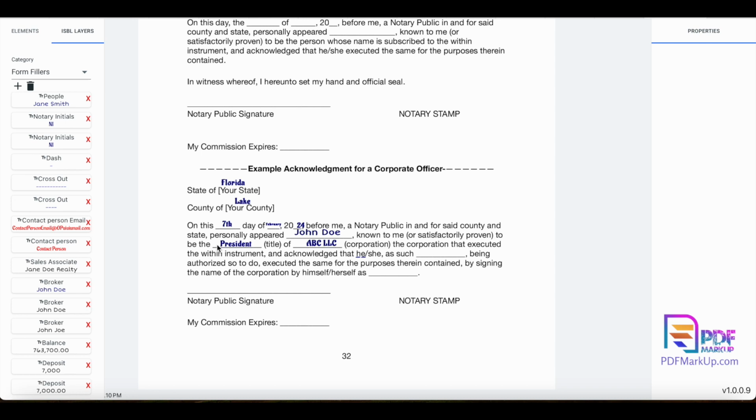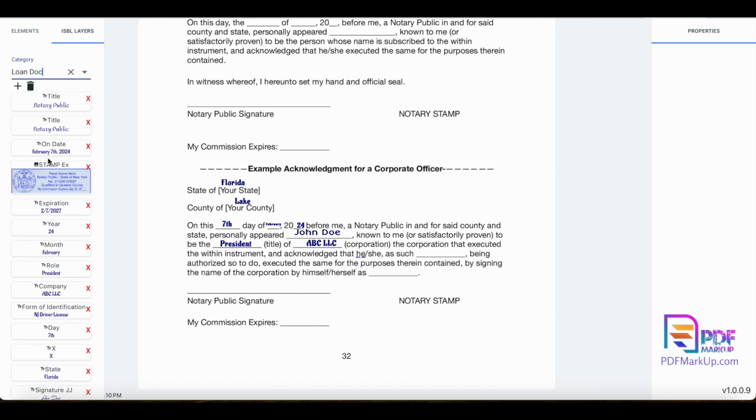So it's basically saying that John Doe is the president of ABC LLC. As such, president, being authorized to do so. You see how that fits, and it continues? So we're going to put the role that that person plays, in this case, the president.